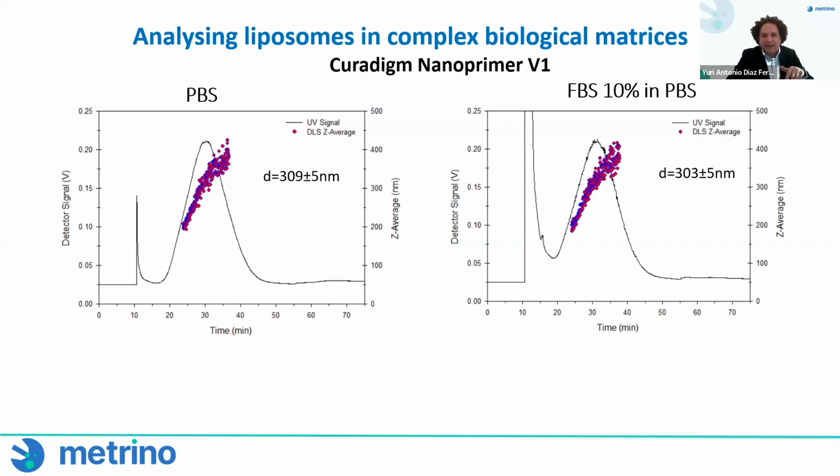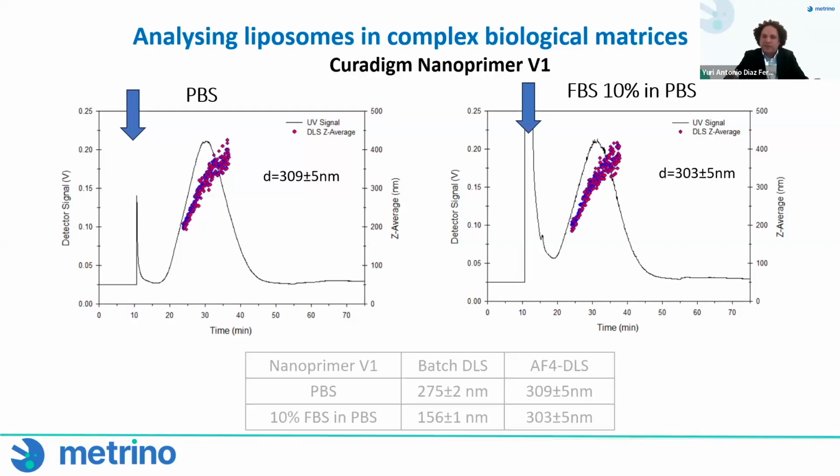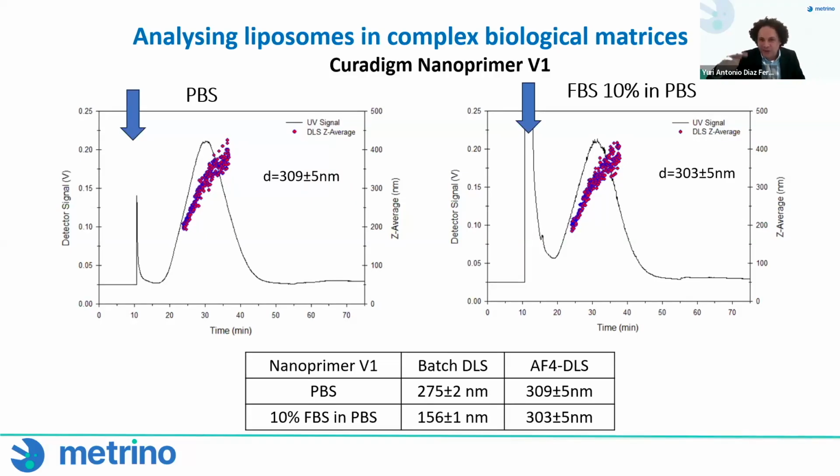When you use PBS supplemented with the proteins, what you see is a very high peak at the beginning. That is, all the proteins have been eluted before and separated from the particles. That's why it's called a fractionation technique, because you fractionate the small things from the bigger ones. And when you do that, so when you remove the matrix, you return to a value that is consistent independently of the matrix.